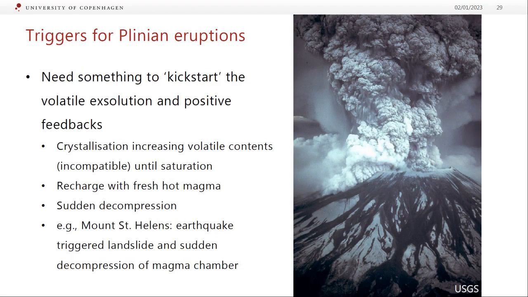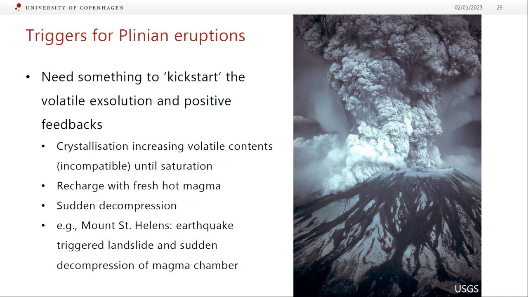All right. So we need something to kickstart this process of exsolving volatiles and then start this positive feedback where the magma is ascending at ever faster rates. So there's a few ways you can do this. It could just be crystallization. We increase volatile contents until we hit saturation because the volatiles are incompatible. It could be recharged with a fresh batch of hot magma that heats everything up and forces volatile exsolution.